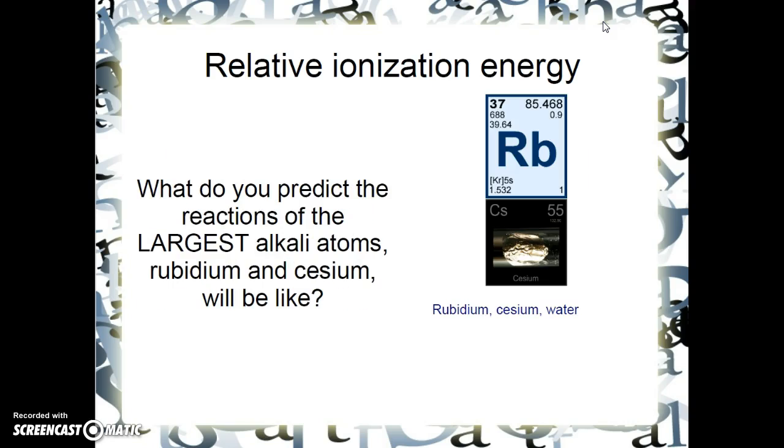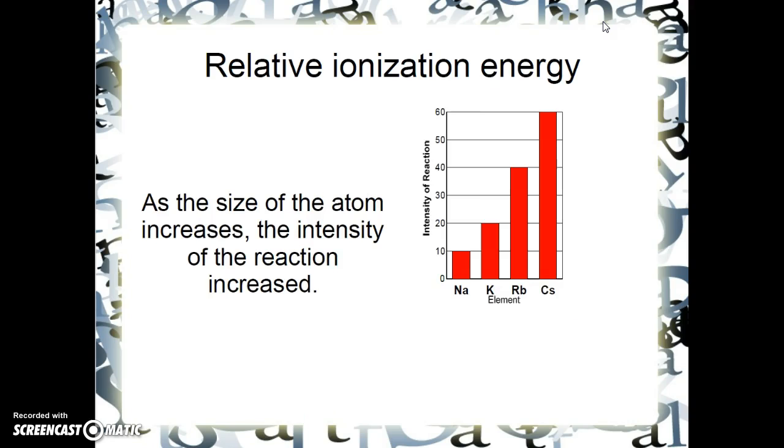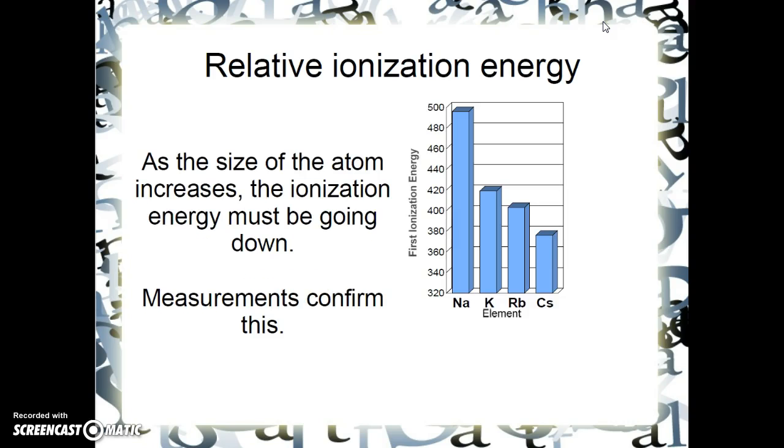And what would you predict the reactions of the largest alkali atoms, rubidium and cesium, to be like? You can switch to a YouTube video that shows the reaction of rubidium and cesium and see if your prediction is correct. So we see as the size of the atom increases, the intensity of the reaction increases. The water has enough energy to cause all of these metals to lose their electrons and give them to the water to make hydrogen gas. And sodium hydroxide or potassium hydroxide are also produced.